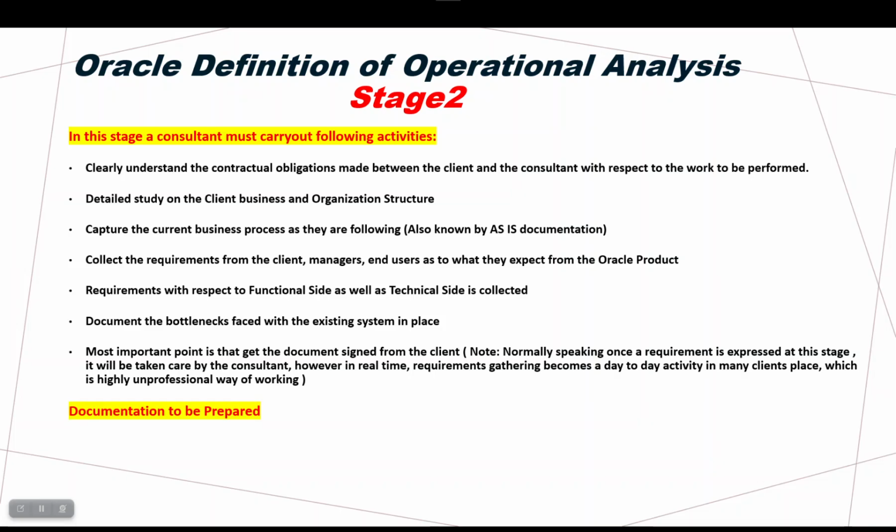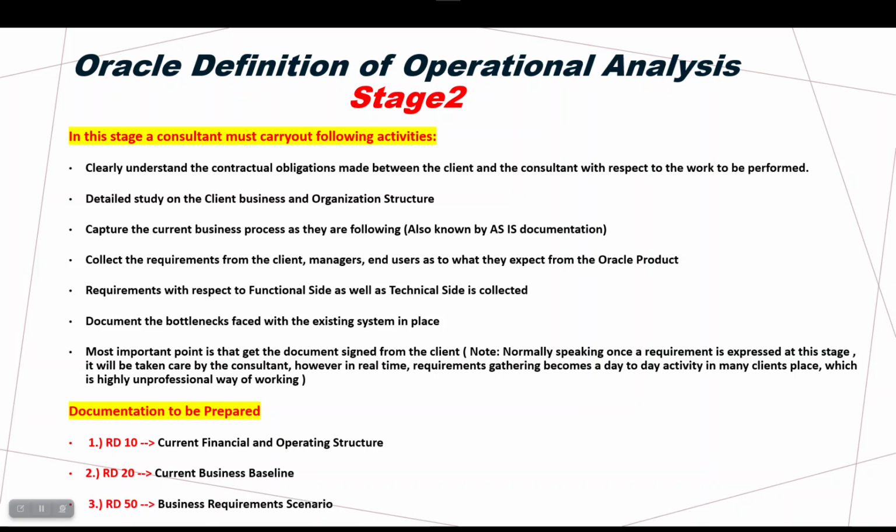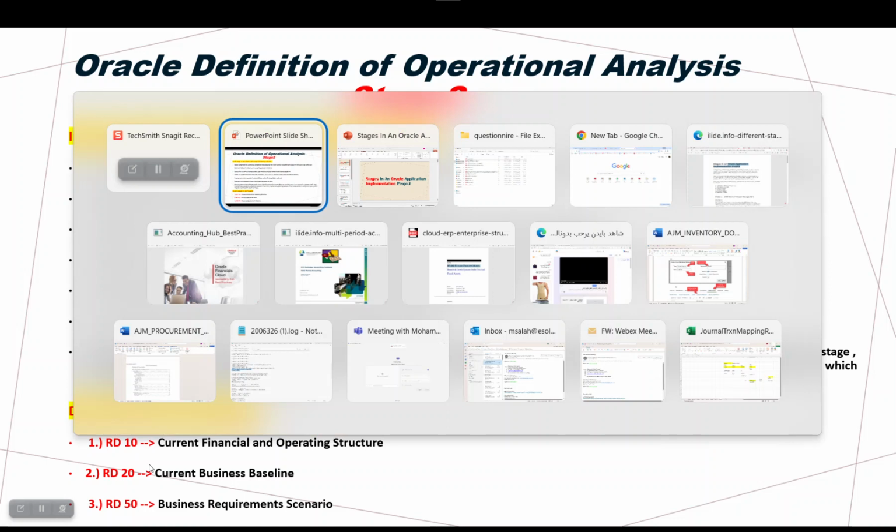Documentation to be prepared at this stage of operational analysis: RD10, for example, current finance and operating structure; RD20, current business baseline; RD50, business requirement scenarios. Again, it's not mandatory that I prepare all of these. You can prepare one of them, two of them, or all of them. For example, I need to show you an example of this document.